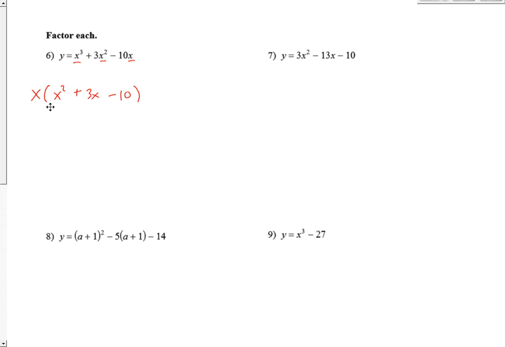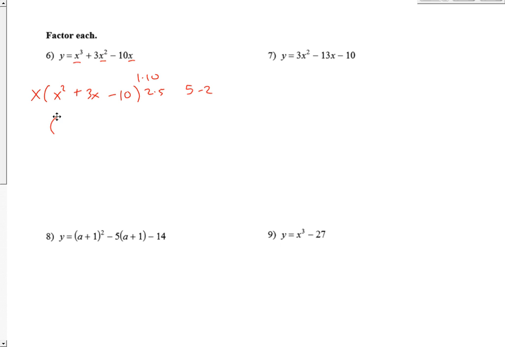So again, since the first term, the coefficient is 1, we don't need to worry about anything from here. All we need to do is look at the negative 10. So the factors of 10 are 1 times 10 and 2 times 5. Because it's negative, we have to subtract the factors to get 3. The only way to do that is to take 5 minus 2, and that equals 3.